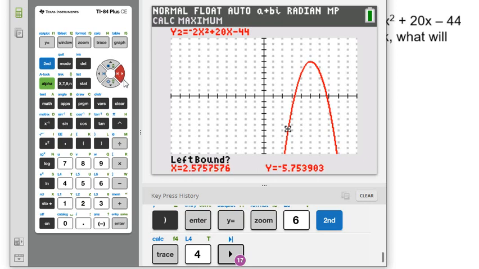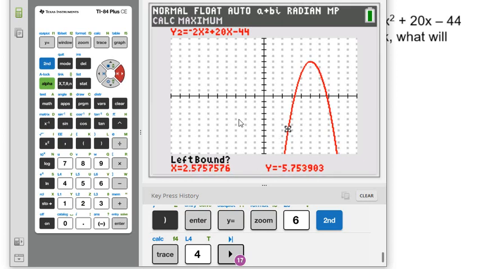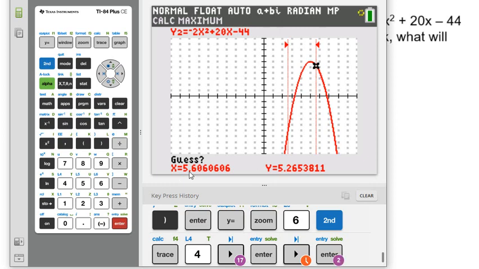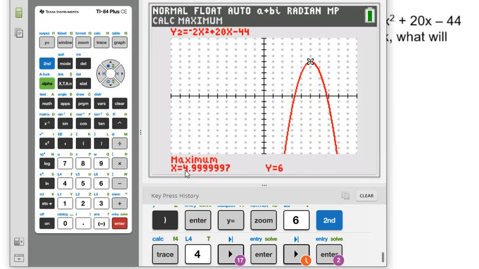So anywhere to the left of the maximum, we can press enter. And then it says "Right bound?" So now we can go over to the right of the vertex, press enter twice more, and we get a maximum of 6 where x equals 5.